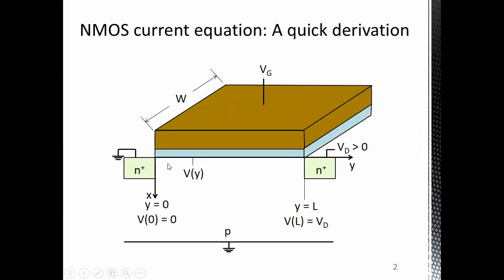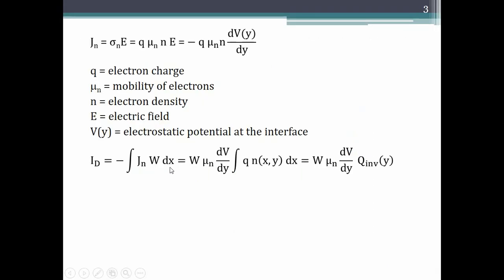So you go back here. We'll have an inversion layer here, and the direction of current flow is in the y direction. So we integrate the current density across a cross section, that is W and x. x is the vertical direction. So it's W times dx. W is a constant, so it comes out.